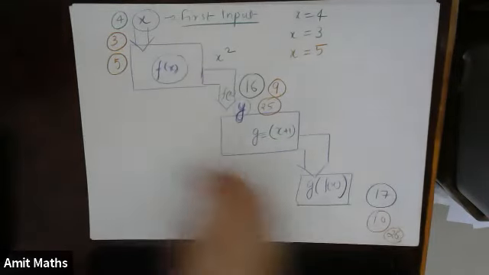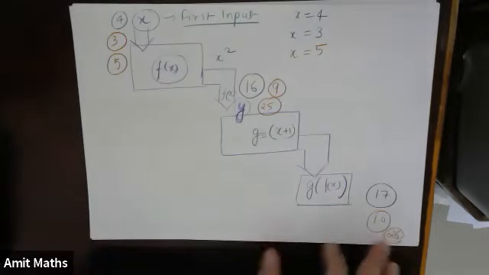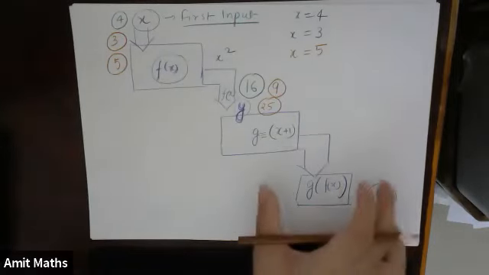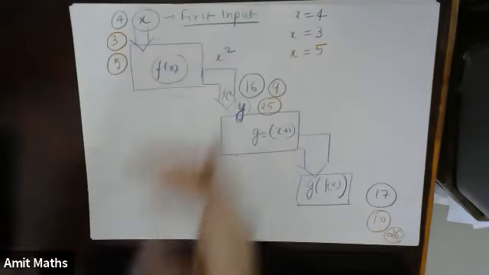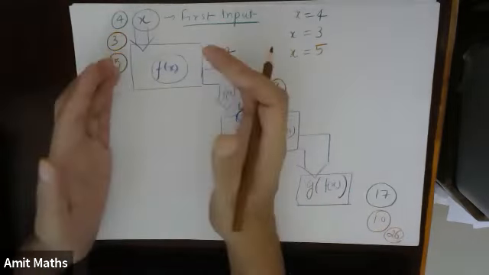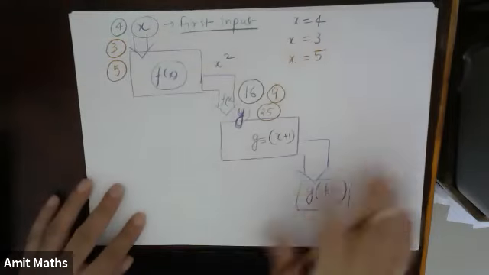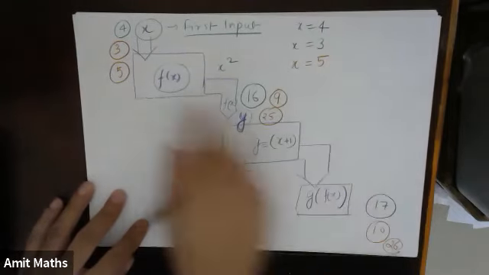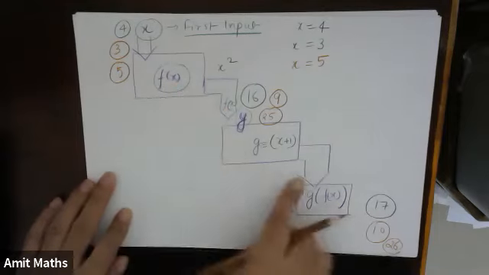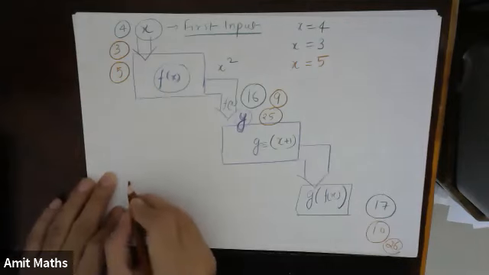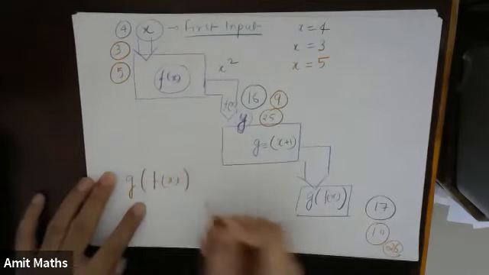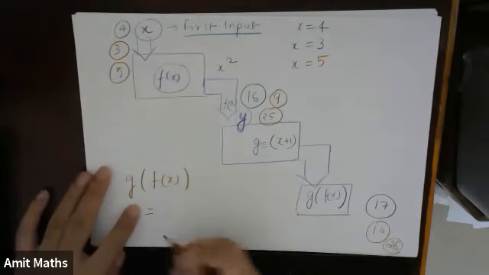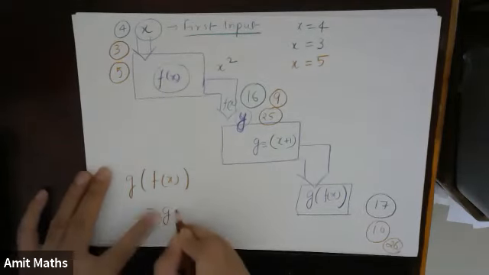Understood? This kind of process is known as a composite function, where a function takes another function's output as its input. Here g is taking f of x's output as its input. This composite function is represented as g of f of x, or sometimes also represented as g o f.